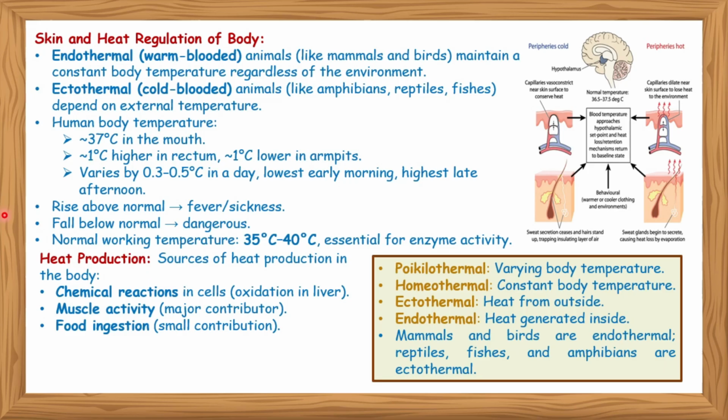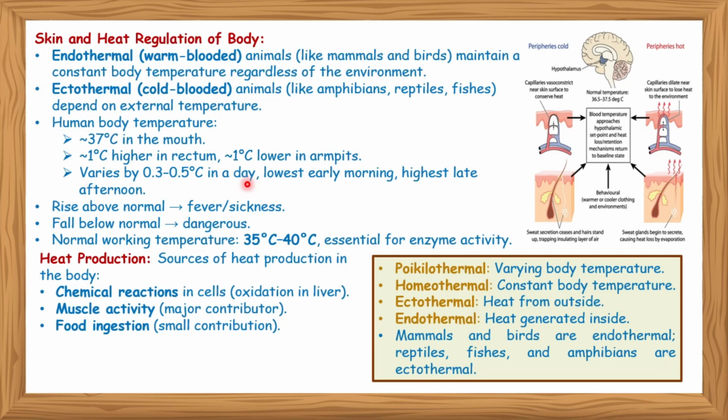It varies by 0.3 to 0.5 degrees Celsius in a day, lowest in the early morning and highest in the late afternoon. If it rises above normal, it indicates fever or sickness. If it falls below normal, it is dangerous. The normal working temperature is 35 degrees Celsius to 40 degrees Celsius, which is essential for enzyme activity.